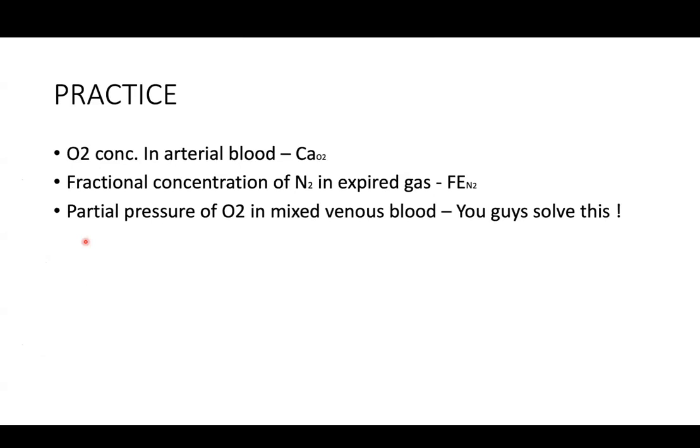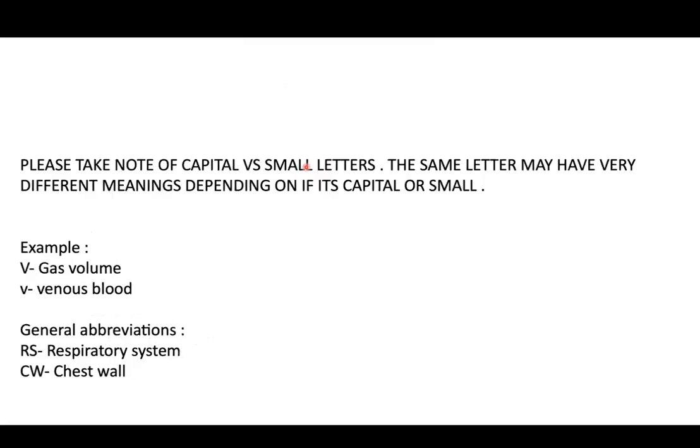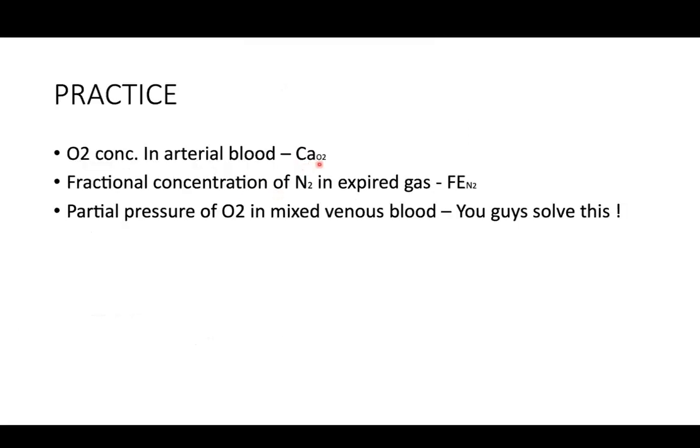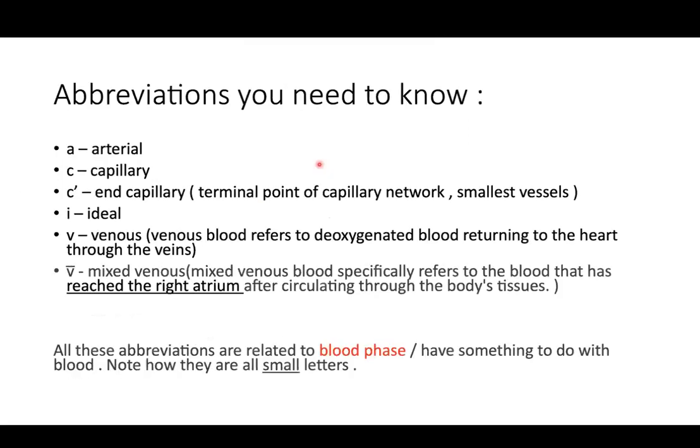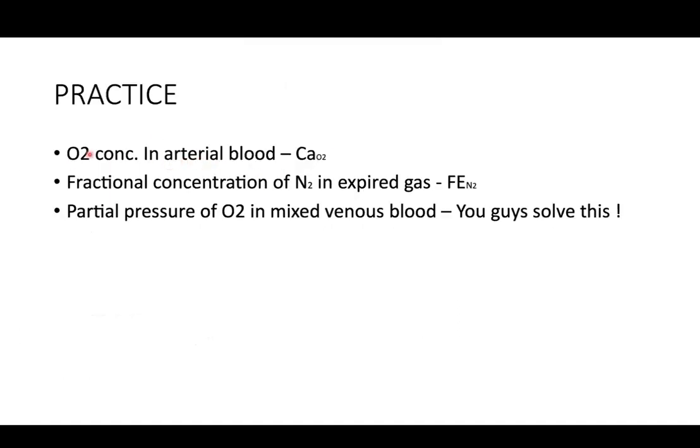So we have O2 concentration in arterial blood. So first of all, we're going to look at concentration. Concentration is capital C, straight up. It was over here. Concentration of gas in blood is capital C. So we have C, we have small a, because small a refers to arterial, and that's right here, right? Because it says arterial blood, and then it says oxygen, which is just O2. So you have CaO2.